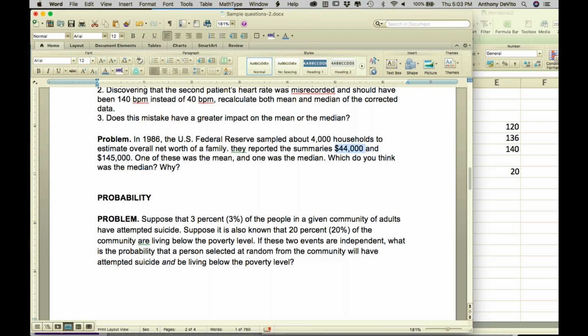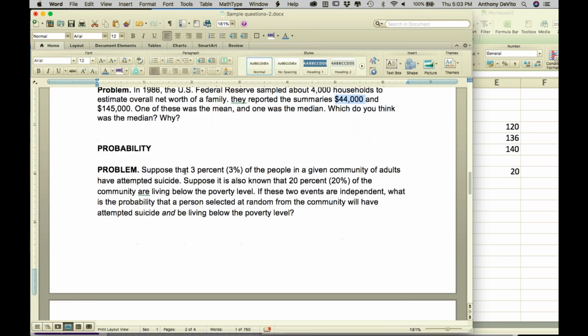It's a little bit more confusing if I leave that in, taking them out, because there's a lot of people with very low incomes. So maybe it could have been the other way around, but I don't think so. Okay, so the next one.